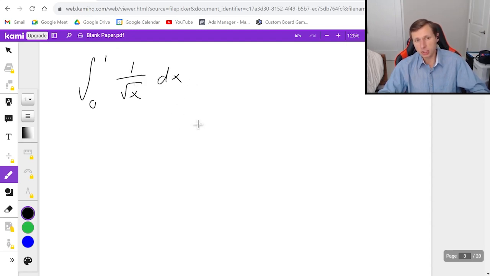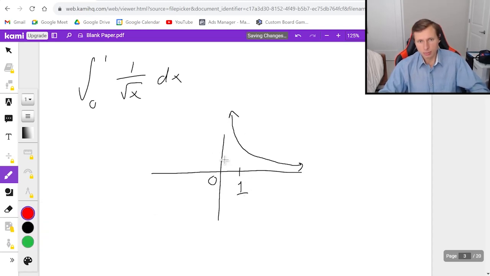If you don't know what this function looks like, this function basically looks like half of the function 1 over x, except you can't have the negative half because you can't have negative square roots. So the graph looks something like this. And I want to find the integral from 0 to 1. So basically this area right here.